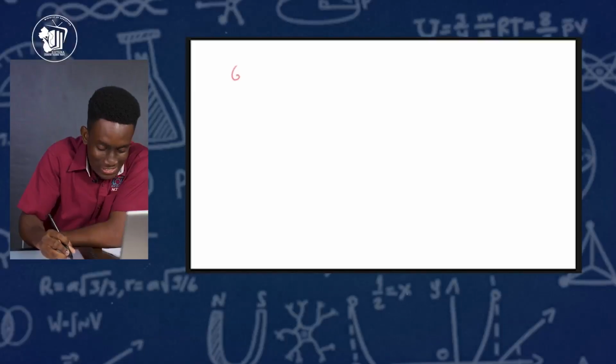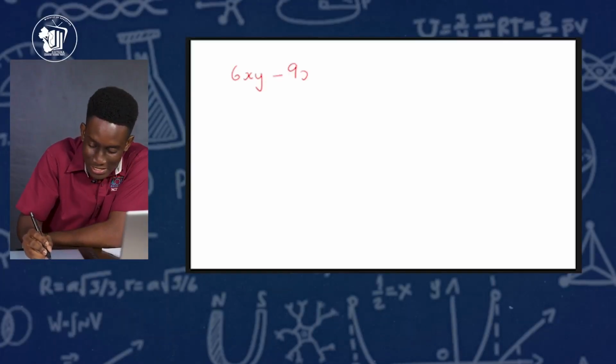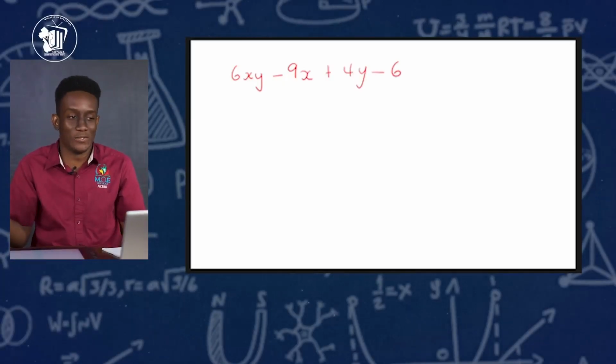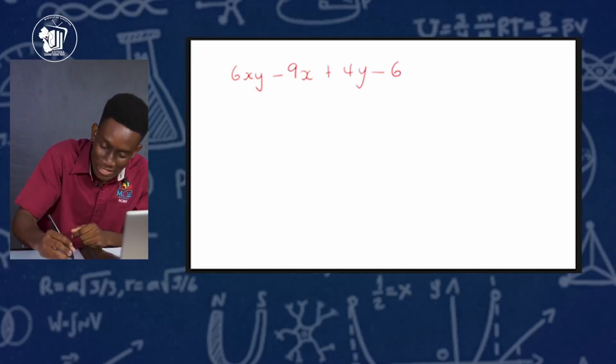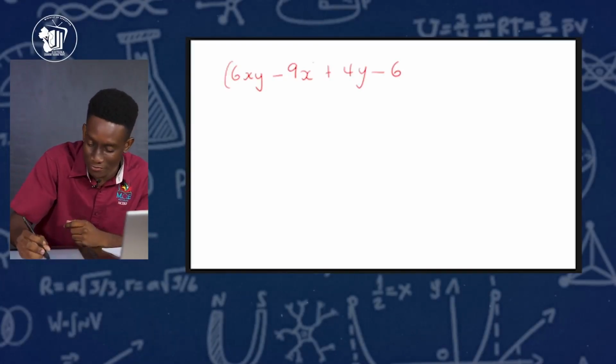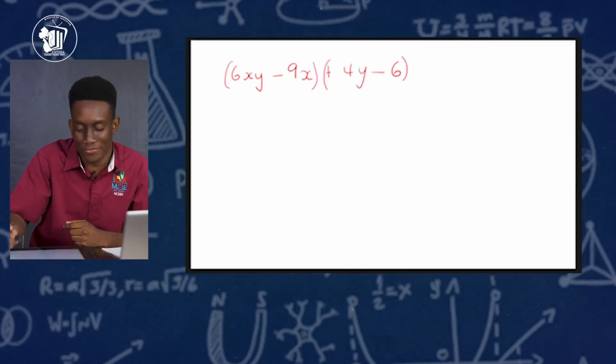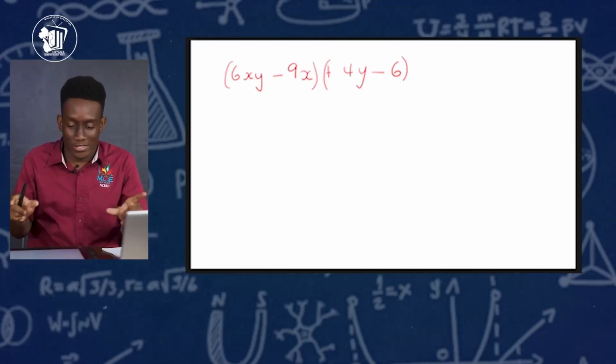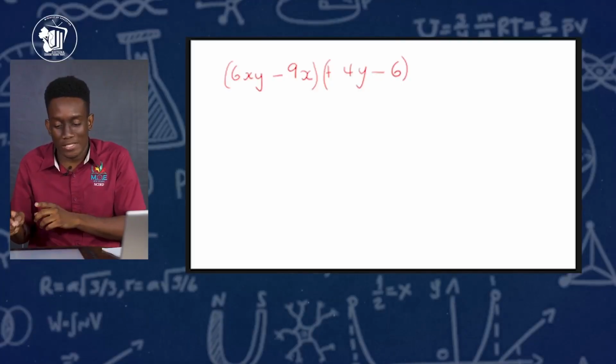So let's say we had 6xy minus 9x plus 4y minus 6. And we want to factorize this. Of course, we group the like terms. So we pair off. As long as we have 4 terms, we pair off. And then we look at the first bracket. So we have 6xy minus 9x.